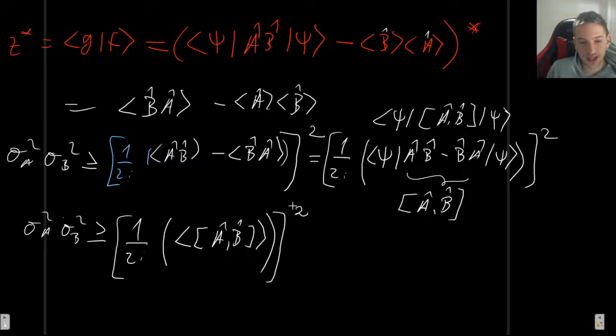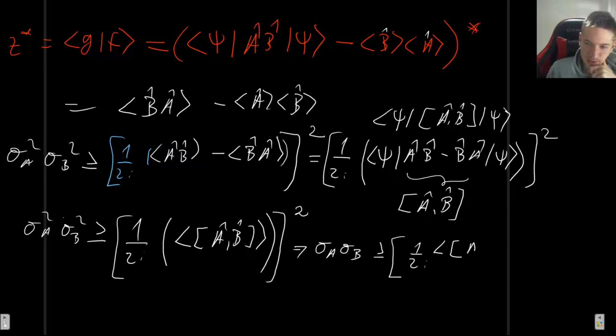And this is actually why I didn't apply the square before to eliminate this i, because now we can just apply the square root to all of this. And we will find that sigma A, sigma B is going to be greater or equal than 1 over 2i times the expectation value of the commutator between our operators A and B.